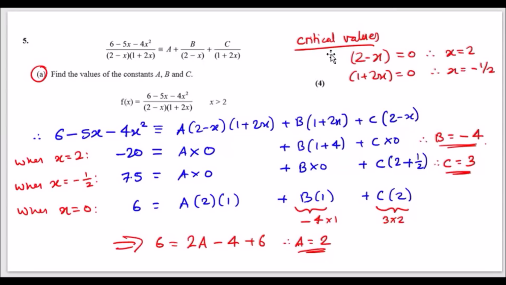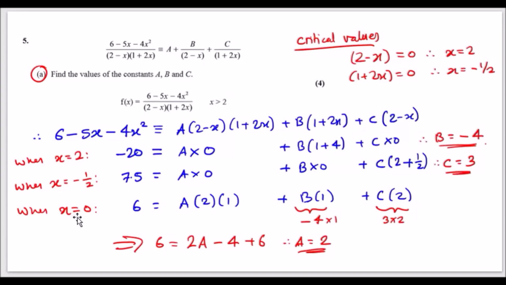Now, same thing, use the other critical value. When you use minus half, the left hand side becomes 7.5, or 15/2. If you put minus half here, this second term will become 0. So that cancels out. Put minus half, this becomes 0. So A and B are literally vanished. Put minus half here, this becomes 2 plus half. And that's it. Now you just solve for C, because you have 7.5 equals C times 5/2. And then dividing by 5/2, you get C equals 3. So partial fractions is very easy.